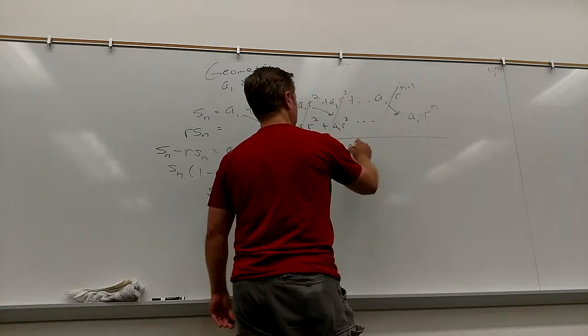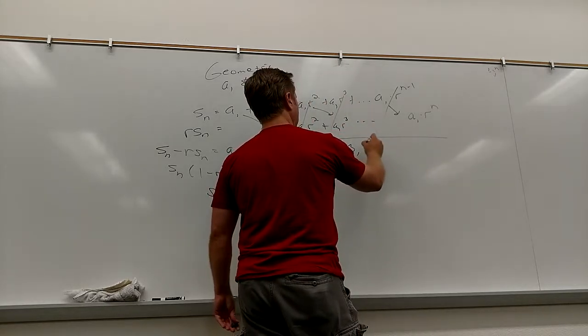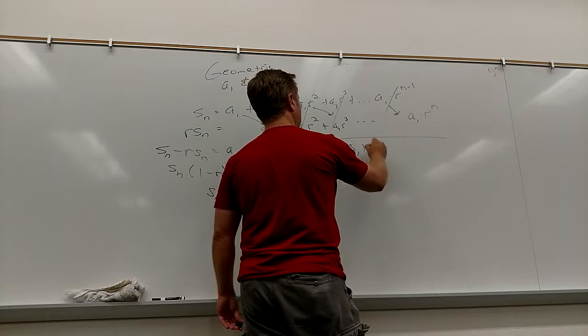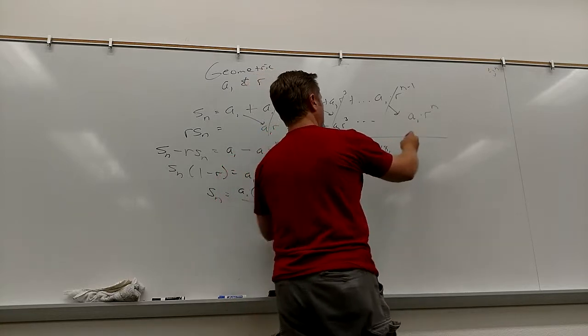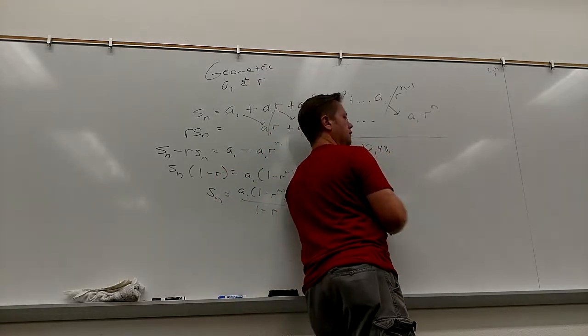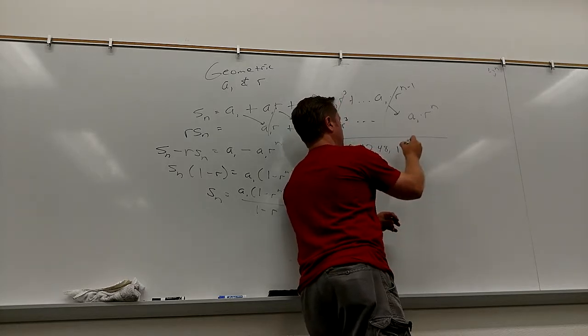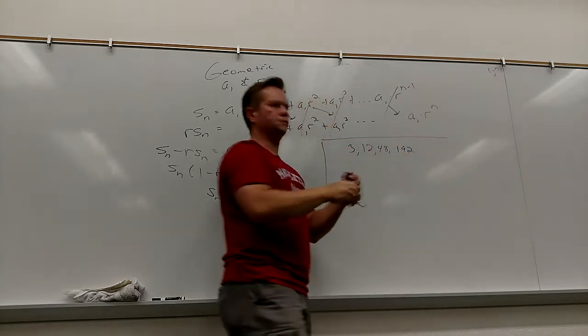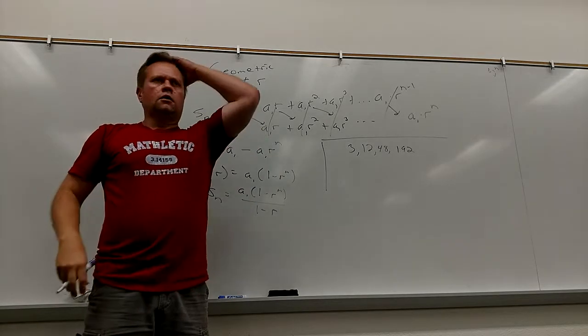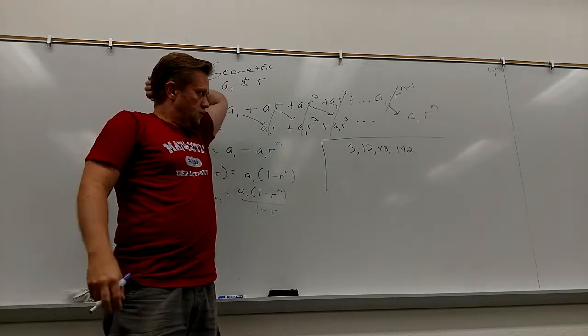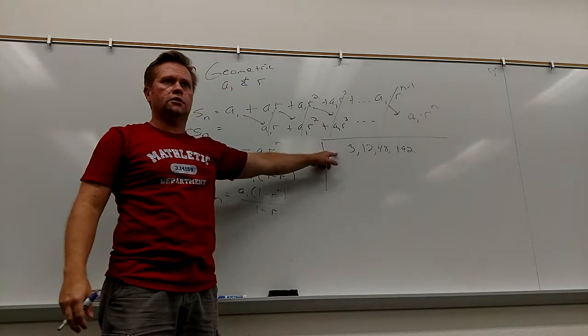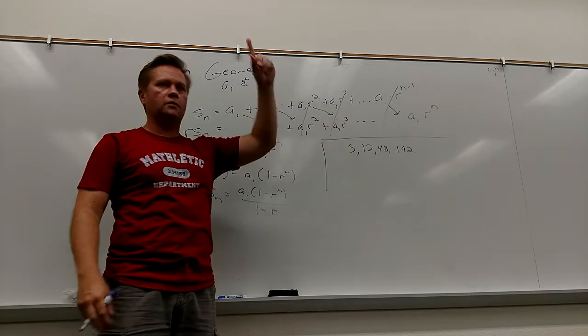Let's do 3. What do you want to do, Jeff? 3, 12, 48, and then, I can't think. 192, right? Multiply by 4. Yeah, that sounds good. Is that geometric? Yeah, because I keep multiplying by 4.